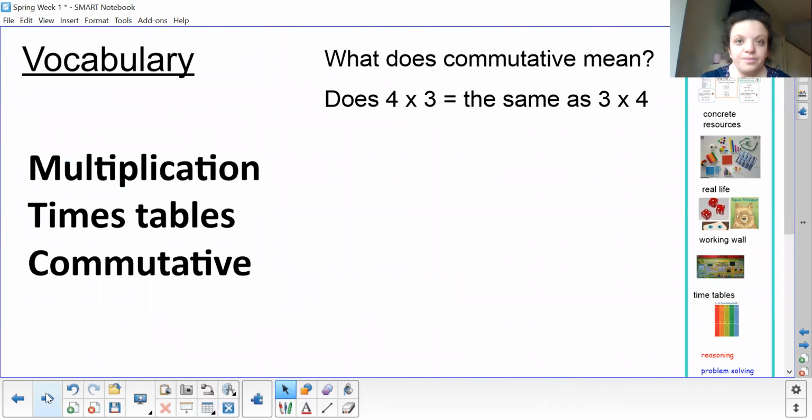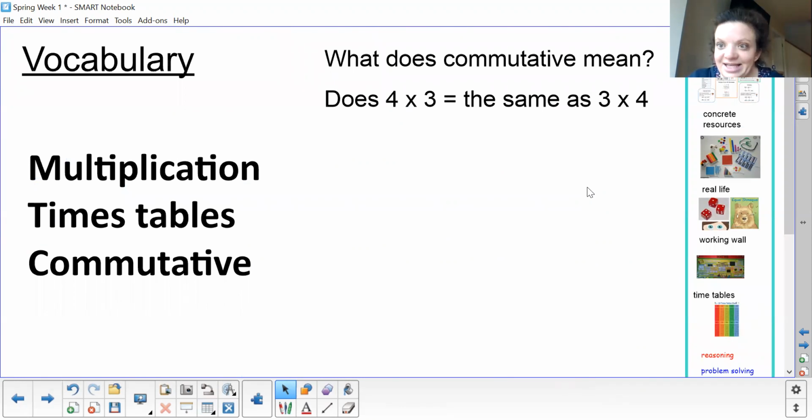Now let's move on. So who can remember from yesterday what commutative means? Have a little pause and have a little think. Commutative means that it doesn't matter what order you put the numbers in, you'll still get the same answer in a number sentence. So adding is commutative, but is multiplication? Yes or no? Have a little think.